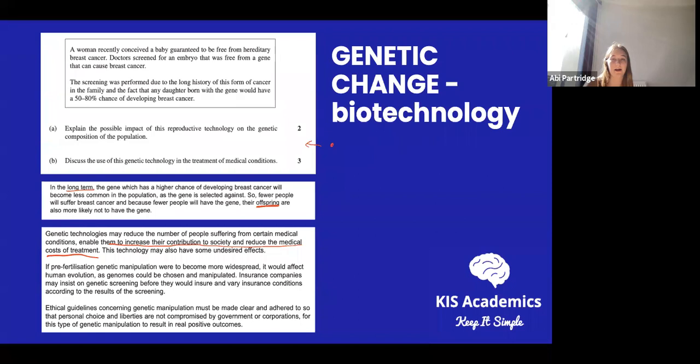But then it's also going into the fact that there are negative effects on evolution and ethical issues behind it. So it's talking about insurance companies here, like the economic side of things. And then in this paragraph, it's more going into the ethics behind it and problems with using this technology extensively.